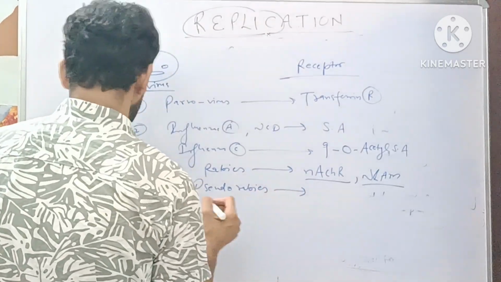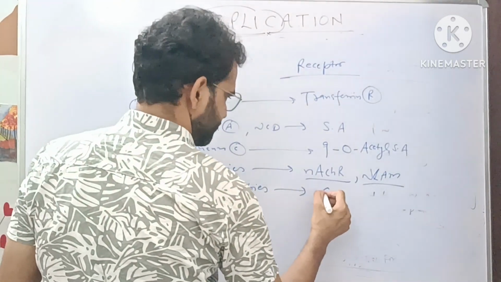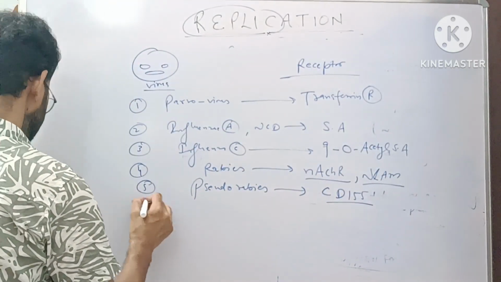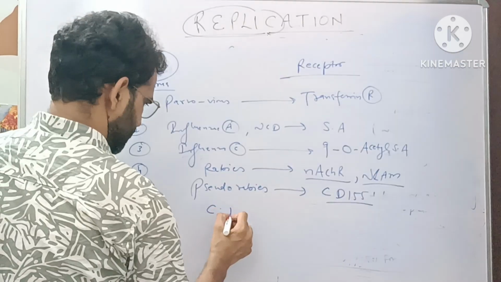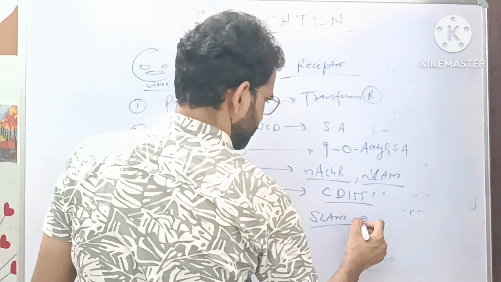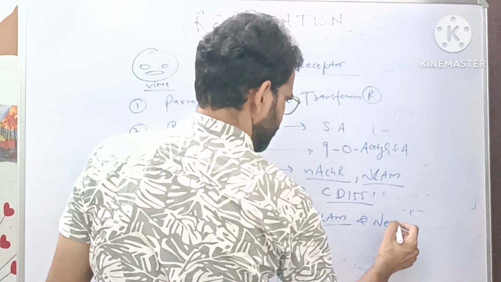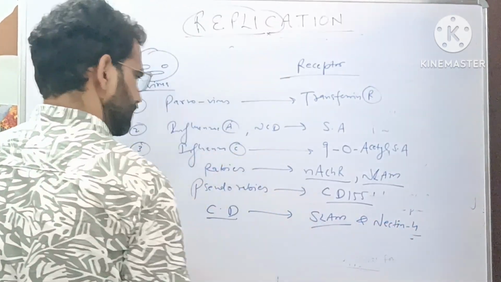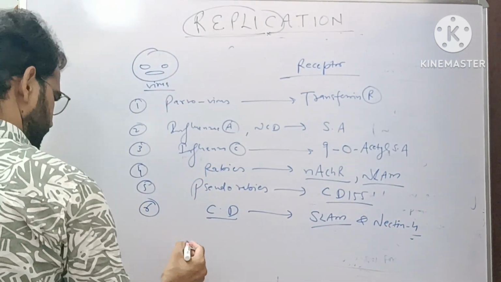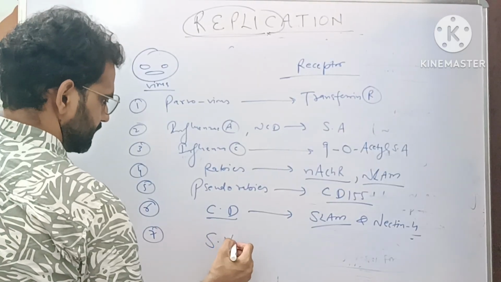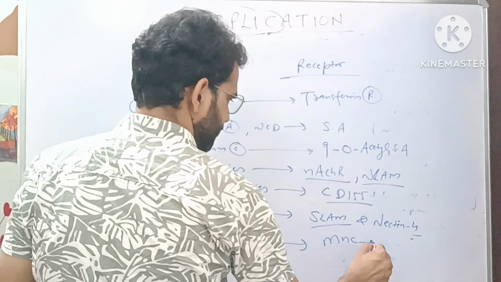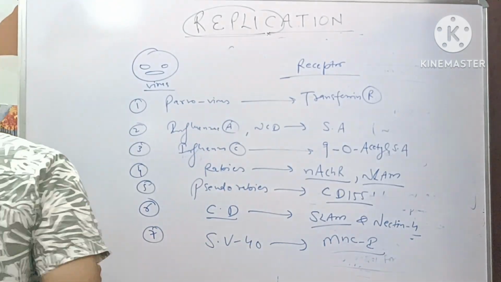Number 5 is pseudorabies. In case of pseudorabies, the receptor belongs to CD155. Number 6, canine distemper. The receptor is known as SLAM, that is more predominant, and for epithelial cells it is nectin-4. And one more is simian virus SV40. The receptor is known as major histocompatibility complex MHC type 1.